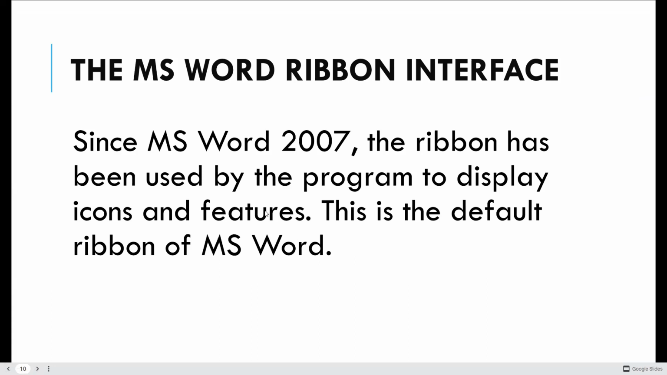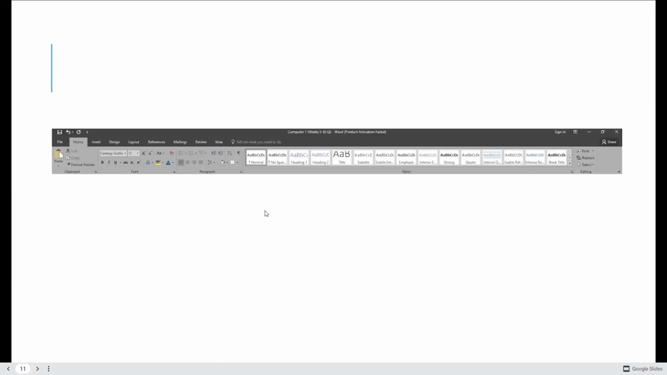The MS Word ribbon interface. This is the one I told you a while ago that we'll be discussing, because we are actually using this one. Since MS Word 2007, the ribbon has been used by the program to display features. This is the default ribbon of MS Word. This is included in the 2019 version. 2021 has its own autosave function.